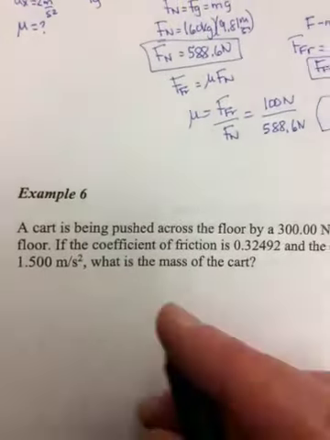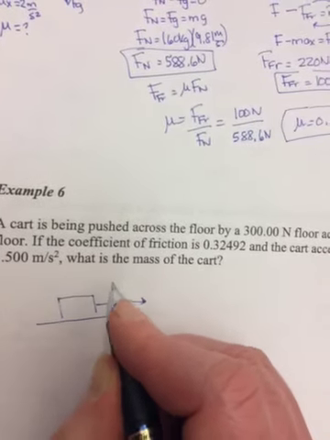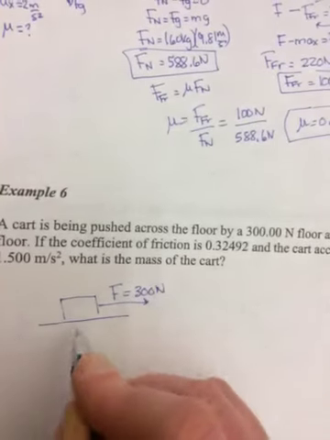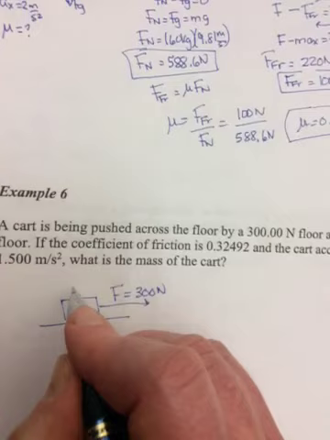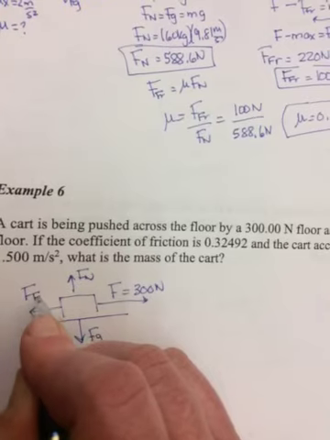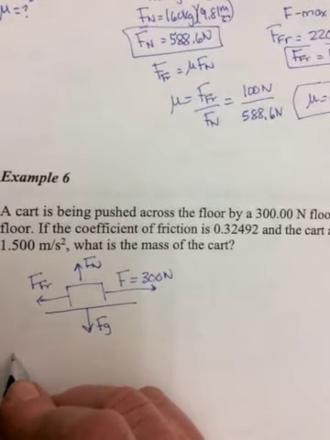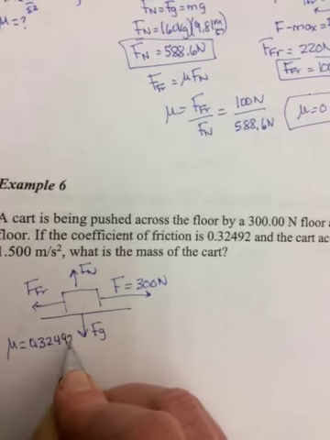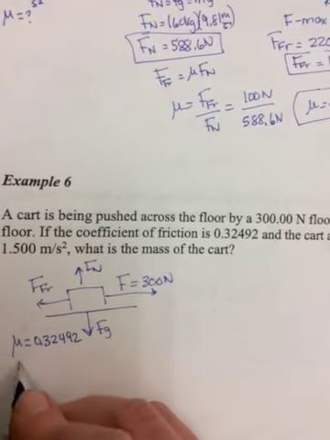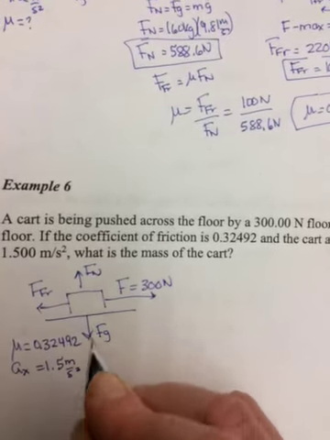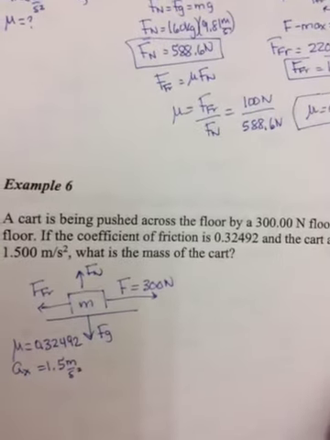Example 2 is a little tougher. Example 2 says a cart is being pushed across the floor. So again, we're going to do our level floor. Cart is being pushed across the floor with a force of 300 newtons acting parallel to the floor. Fg, of course, is acting down. Fn is acting up. Friction will be acting backward. The coefficient of friction, so I'm telling you mu, is 0.32492. And the cart accelerates at a rate, so I'm also telling you AX, at a rate of 1.5 meters per second squared. This time it wants to know what is the mass.